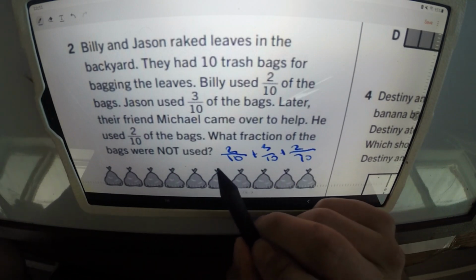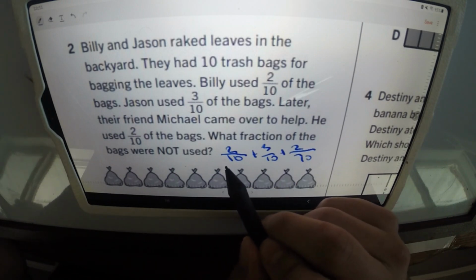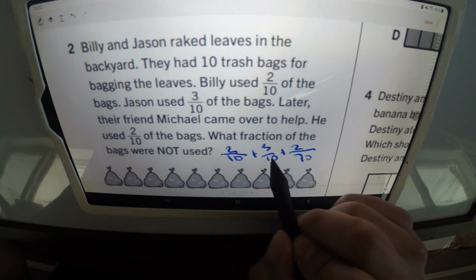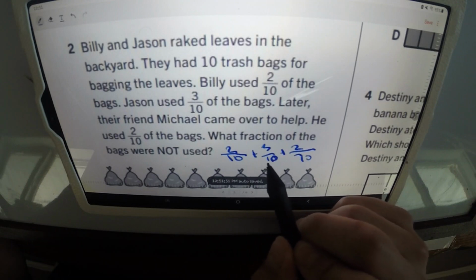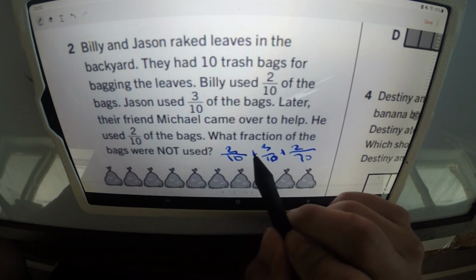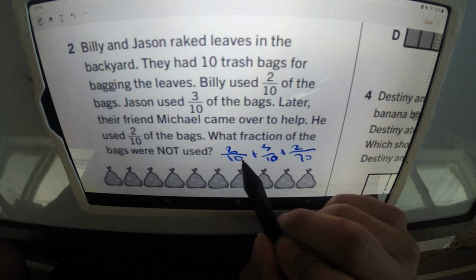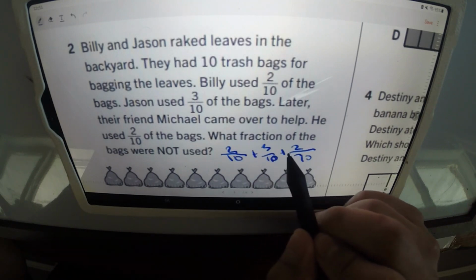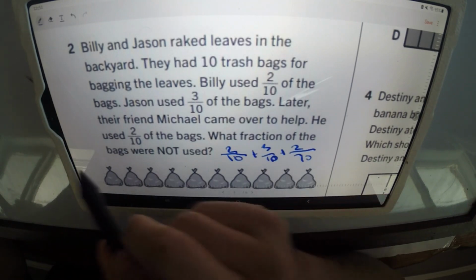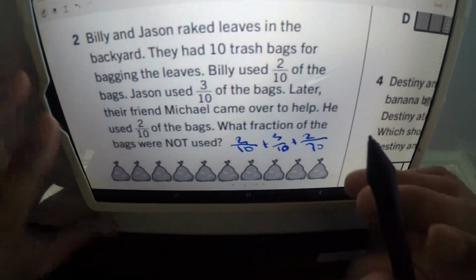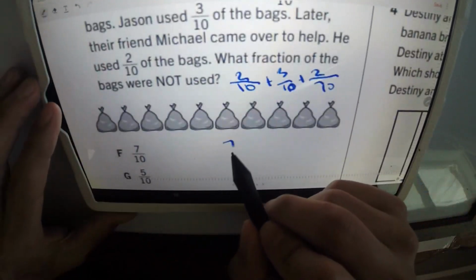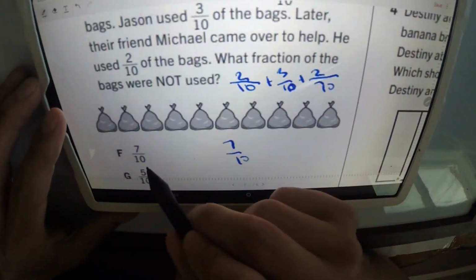Where again, this bottom number is the denominator. They have to all be the same in order to do these kinds of math problems. So we're just adding 2 plus 3 plus 2, which we can count. 2 plus 3 is 5. 5 plus 2 is 7. So that gives us the first part of our answer, 7/10. Now you see 7/10 is right here, but that's not what they're asking.